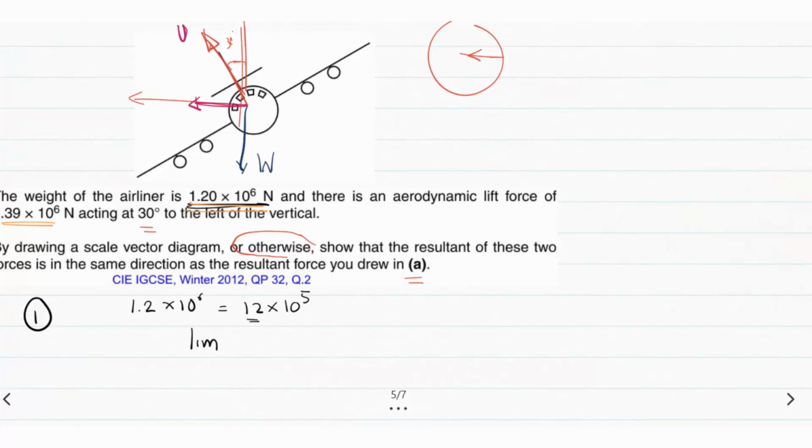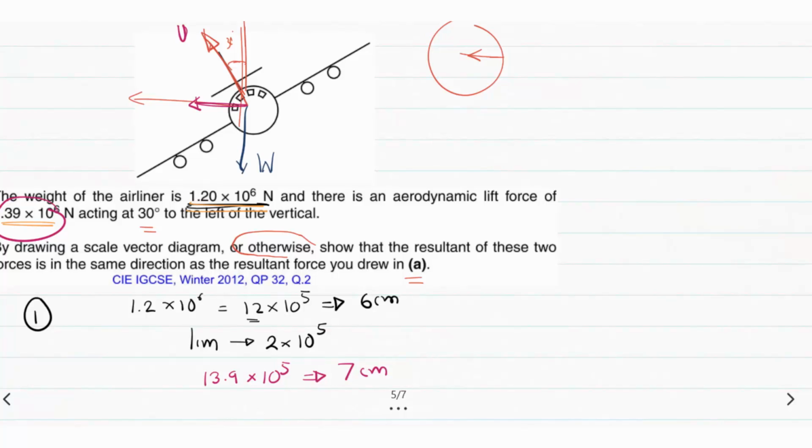If I consider 1 centimeter to represent 2 into 10 raised to 5, this would correspond to 6 centimeters. And 1.39, I'm going to write in terms of 10 raised to 5, so this looks like 13.9 into 10 raised to 5, and if I apply this particular scale, I can scale it down to 7 centimeters. So this is on a trial and error basis. You have to find a good number so that you can put your vectors perfectly and appropriately on your paper.